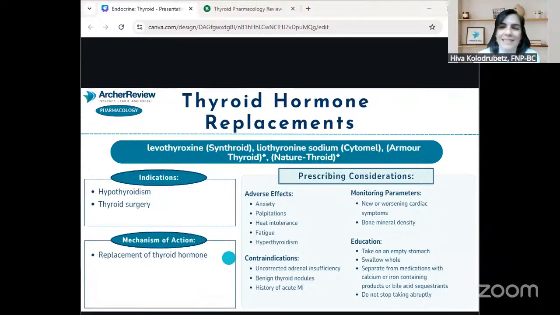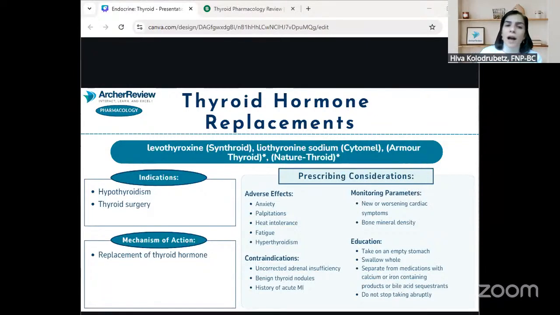We talked about that it's synthetic T4. What we want to watch for is that hyperthyroid state, right? That's why we're starting low and going slow. When patients come back in for the visit, we want to ask how they're tolerating it. Are they getting increased fatigue, or are they getting more anxious with palpitations? Maybe we're overtreating and we need to pull back a little bit. We have to be mindful of that.